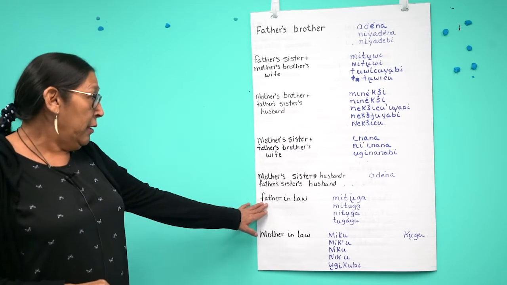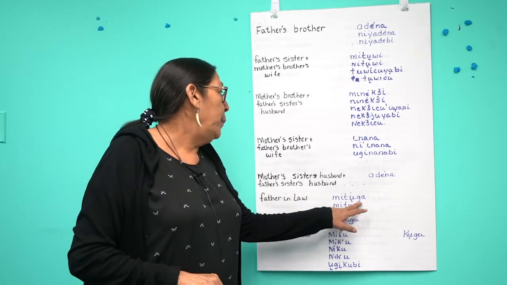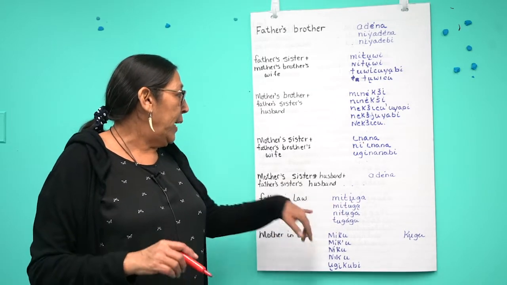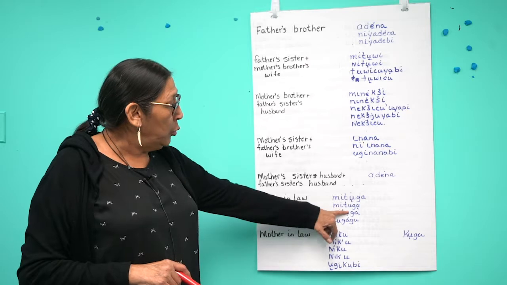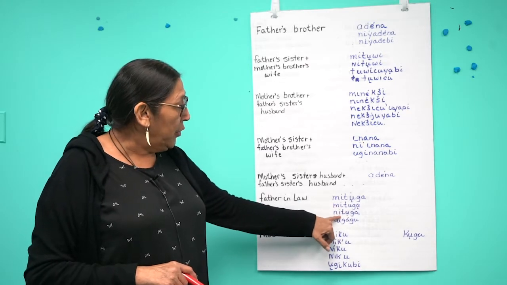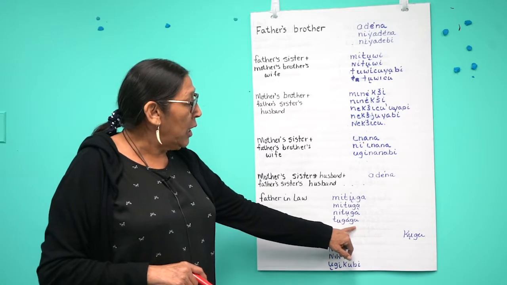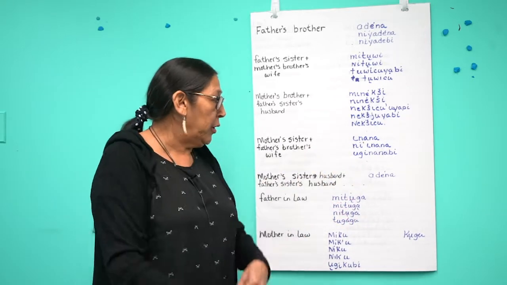Now your father-in-law, Mitunga. That's my father-in-law, Mitunga. Two ways to say it. Your father-in-law, Nitunga. Remember, that's a nasalized N. And Tungagu for our father-in-law.